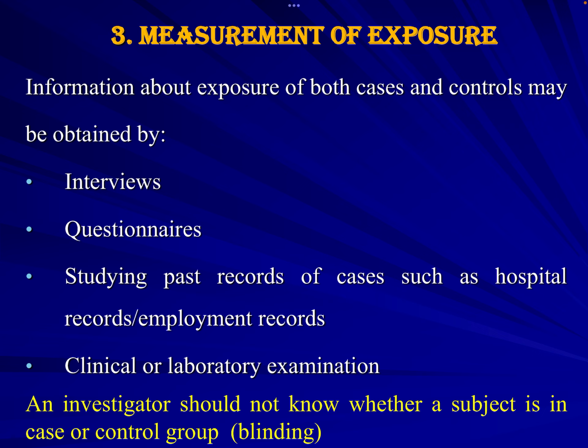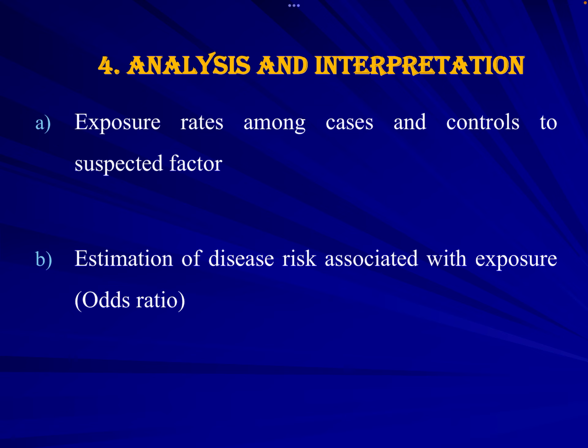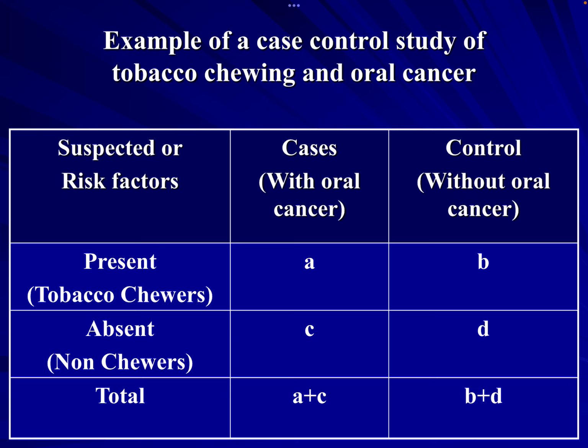is known as blinding. The fourth step in case control study is analysis and interpretation. The first is exposure rates among cases and controls to the suspected factor, and second is estimation of disease associated with the exposure, which is also called the odds ratio. An example of a case control study of tobacco chewing and oral cancer is shown in this table.